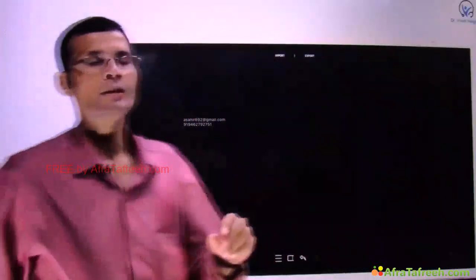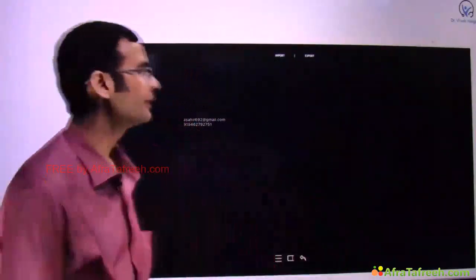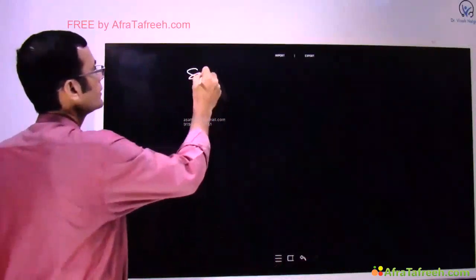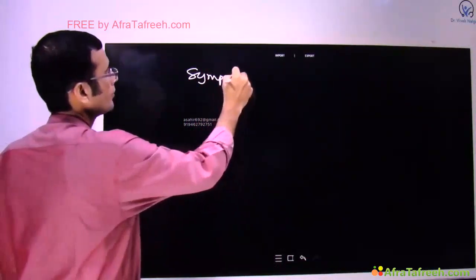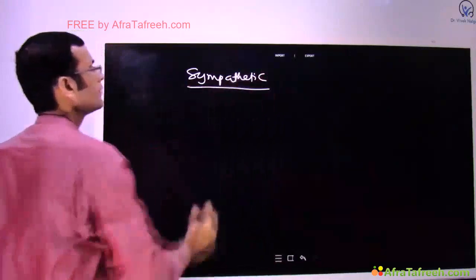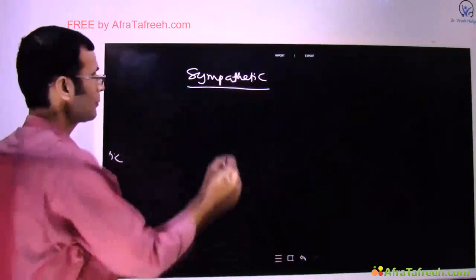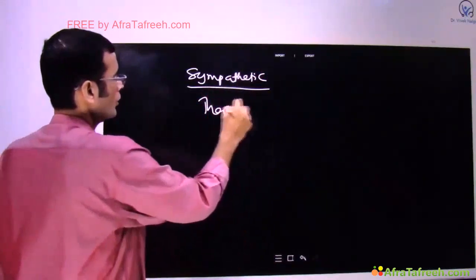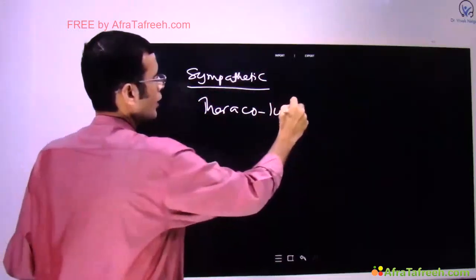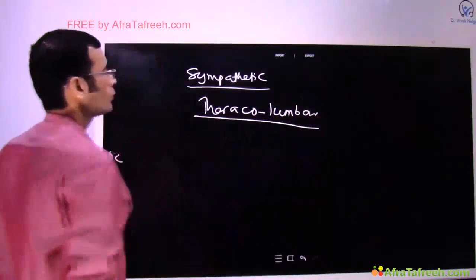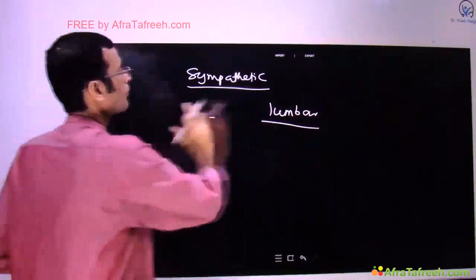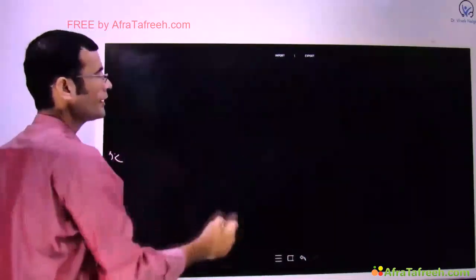So let us see from where these nervous systems operate. The sympathetic nervous system is predominantly called the thoracolumbar outflow. Thoracolumbar outflow, that is, in the thoracic and lumbar segments.